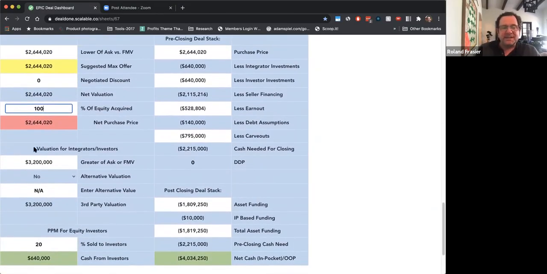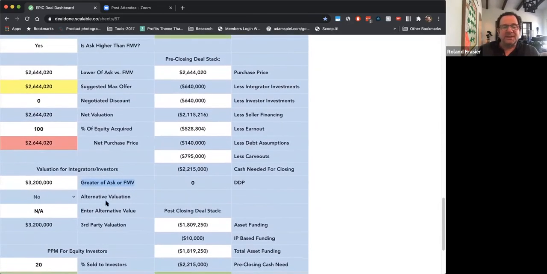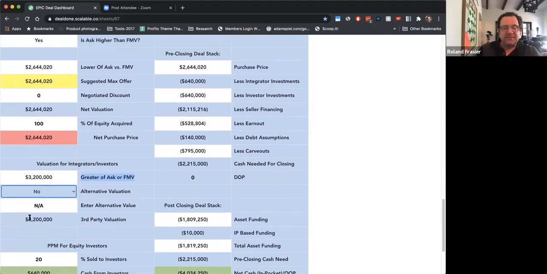Then we go and say, well, what's the valuation going to be for these integrator investors? And Jeff did a good job of this too. I'm going to make it the greater of ask or fair market value. So it's going to be based on the seller's ask of 9.61. These are people that are working at the company. They know what the seller's ask is. There's no alternative valuation here. So our valuation for investors is going to be 3.2 million.